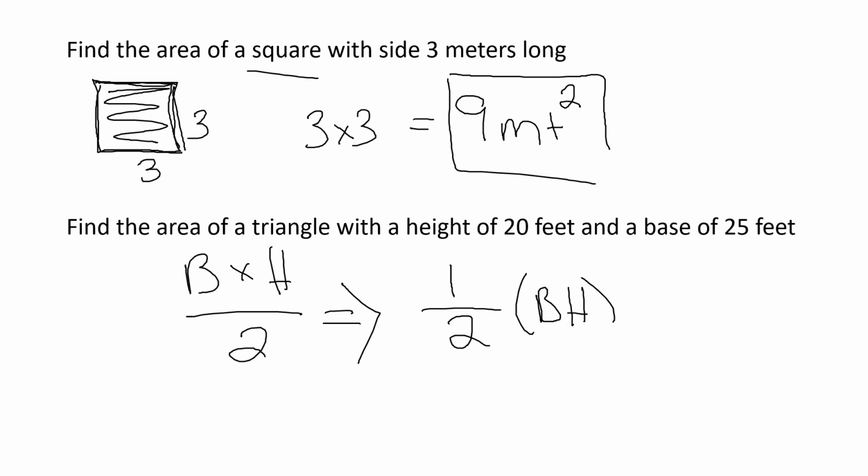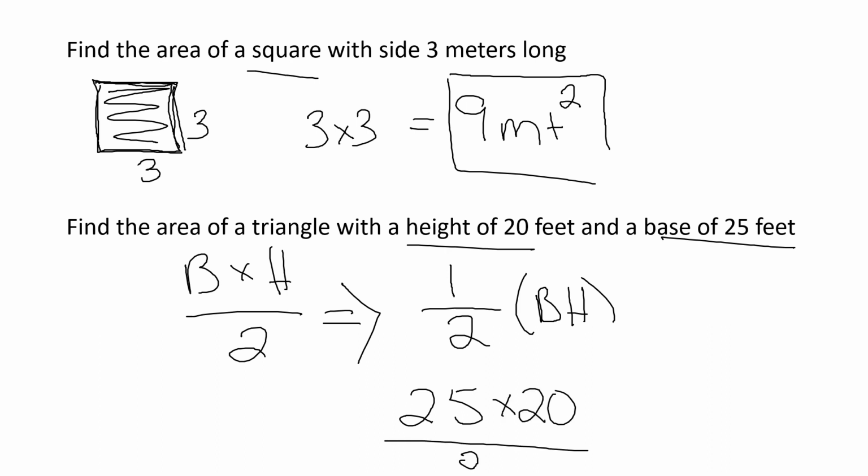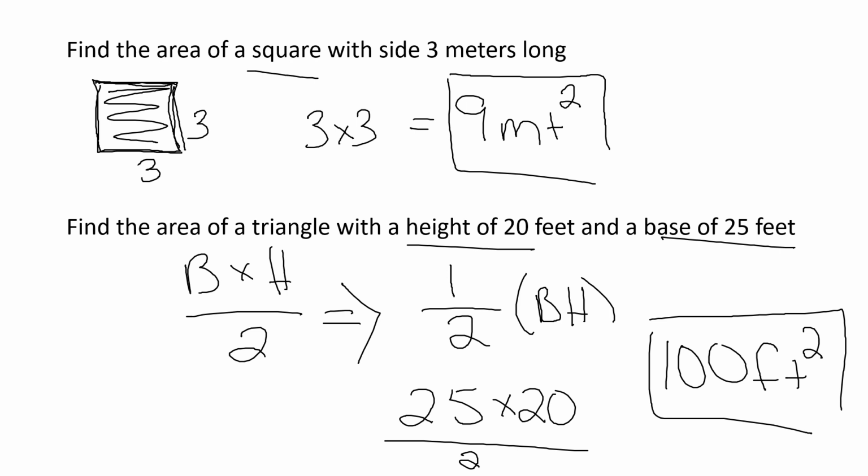So what we're going to do is take the base of 25 times the height of 20 and divide that by 2. Because I have my calculator sitting right here, 25 times 20 is 500. 500 divided by 2 is 100. And because it is an area, it is going to be feet squared. 100 square feet is technically how you would say that.